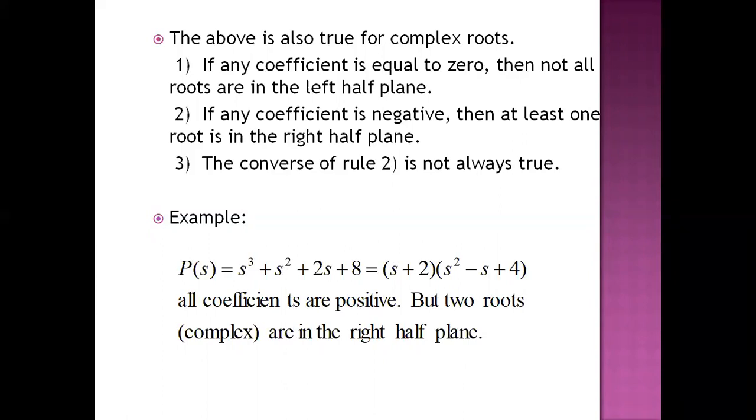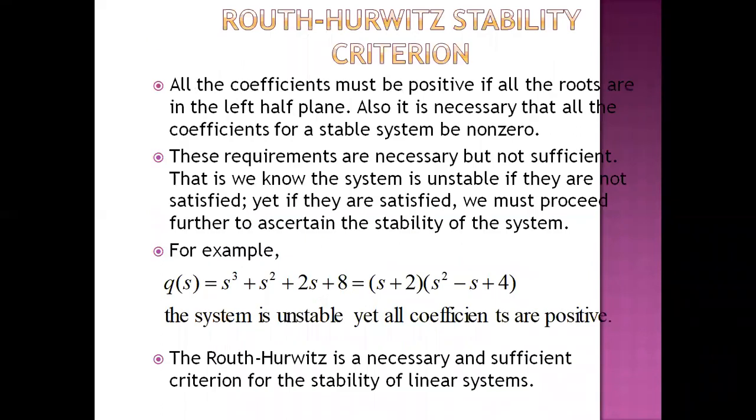So we have to go for the Routh-Hurwitz sufficient condition for getting the stability of the system. In this case, you can see the system is unstable. So we need to find out the necessary and sufficient criterion for the stability of a linear system by using the Routh stability criterion.